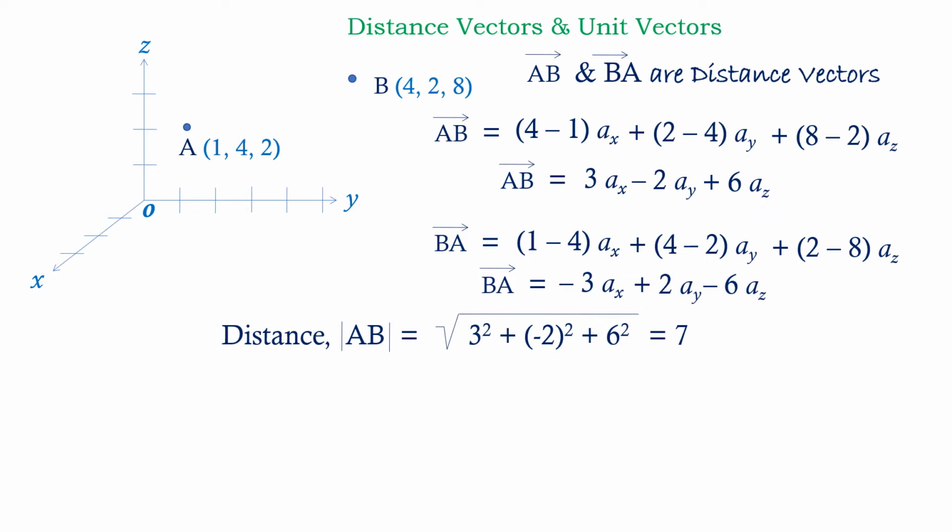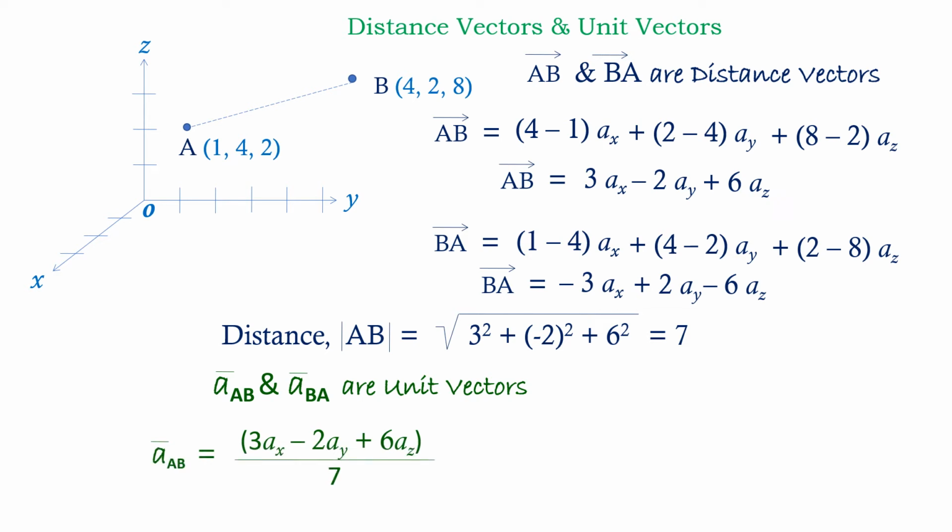The distance magnitude is given by root of 3 square plus minus 2 whole square plus 6 square. It will come as 7. AB bar and BA bar are the unit vectors. The unit vector from A to B is given by the vector AB bar divided by the magnitude. The unit vector from B to A is given by BA bar divided by the magnitude.